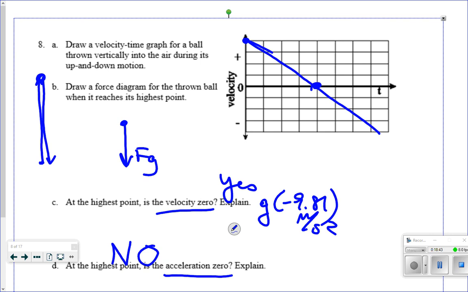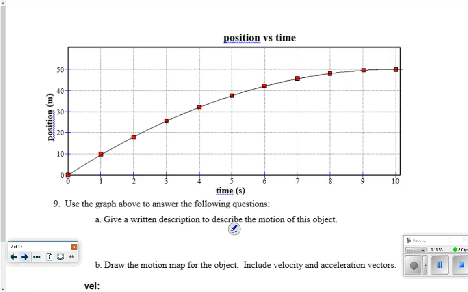So the acceleration cannot be shut off. We do not have a gravity switch. Sorry about that, guys. We always have that negative 9.81 when we throw something up in the air. All right, let's move on to the next one.